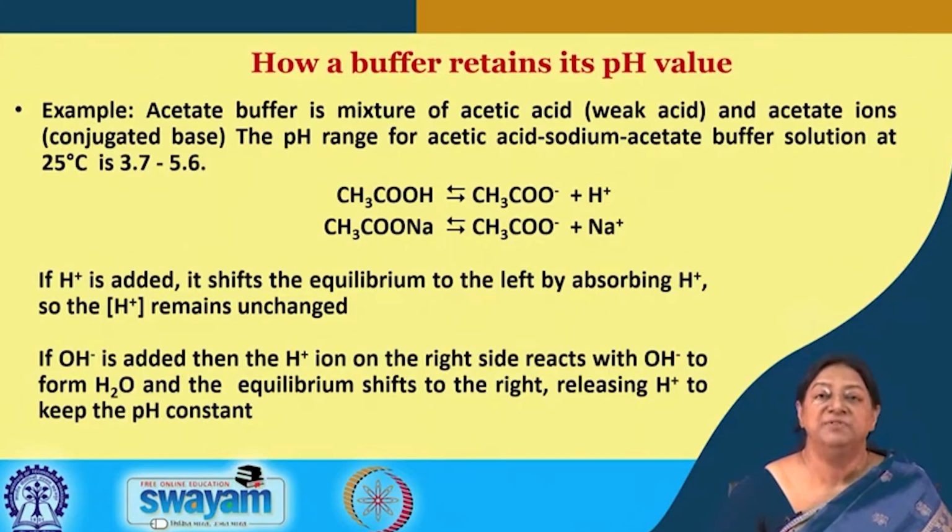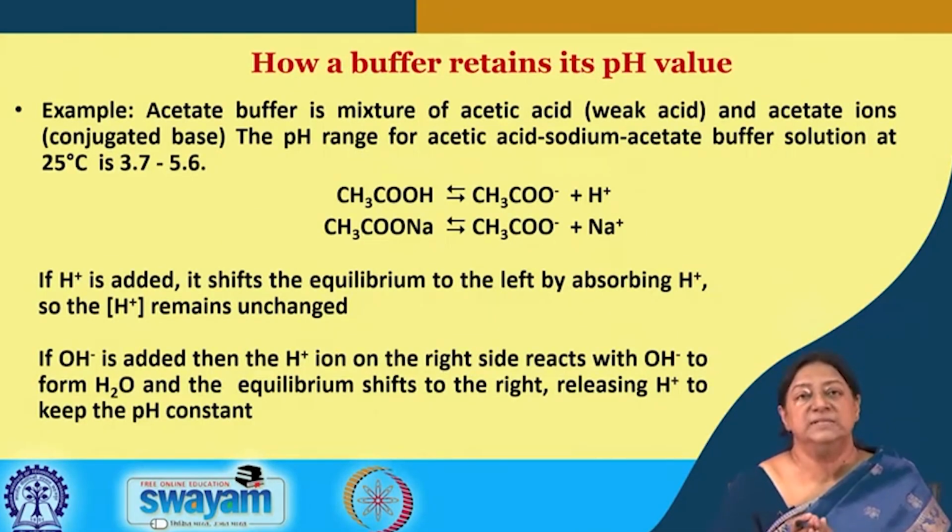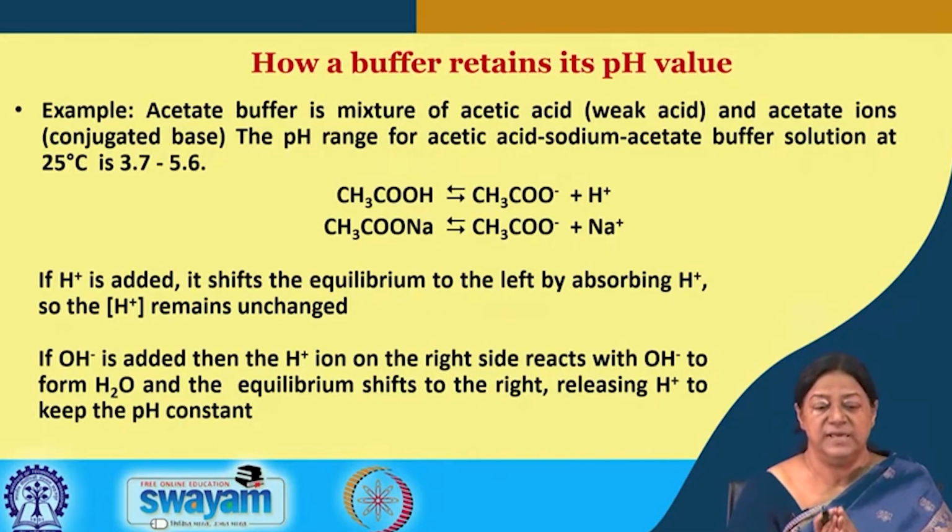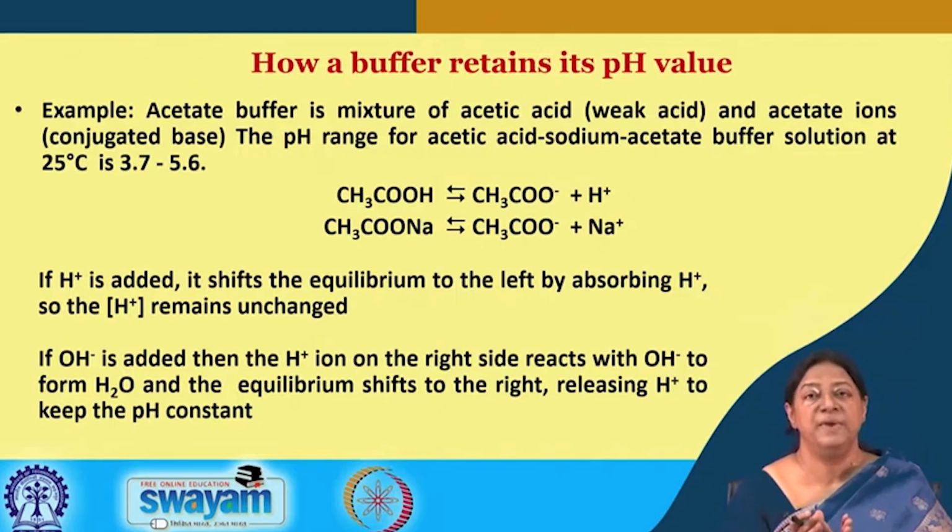Now, how does a buffer retain its pH value? For example, if we consider the acetate buffer, it is a mixture of acetic acid, a weak acid, and acetate ions, that is the conjugate base. So, in this case, we can have an acetic acid sodium acetate buffer solution. The pair in this case is acetic acid and sodium acetate.